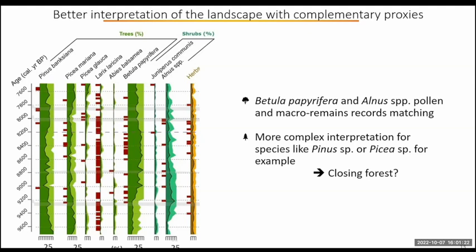But for other species, the interpretation is a bit more complex, like for example for Pinus and Picea mariana, for which we found macro-remains when the pollen was decreasing. It's a bit counterintuitive, but our hypothesis is that it's a proof of a forest that was closing, because the more local trees there are, the more macro-remains we find, and the less pollen from the area can reach the spot we sampled. But it's a hypothesis.